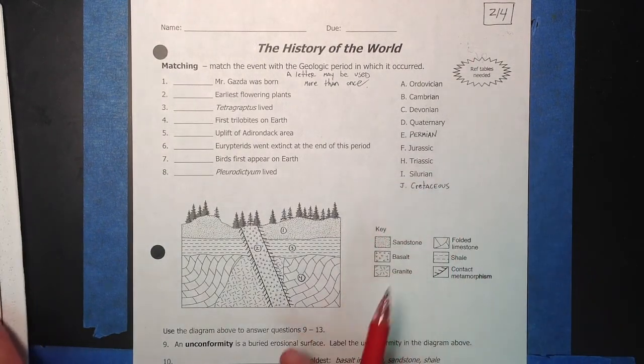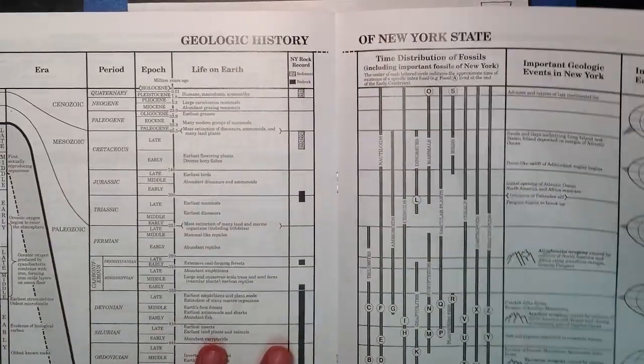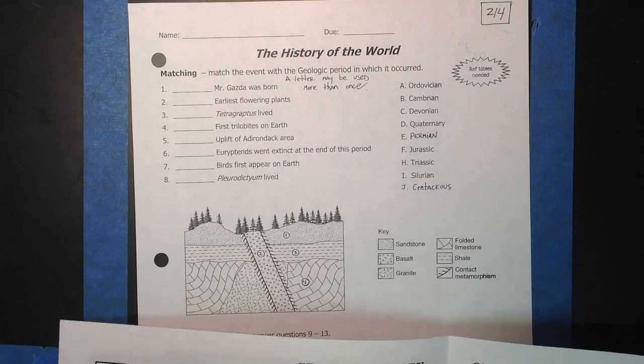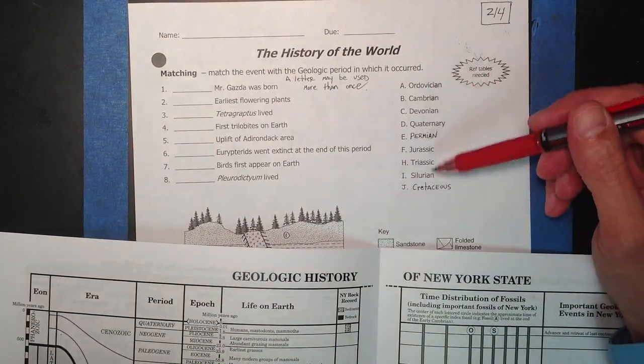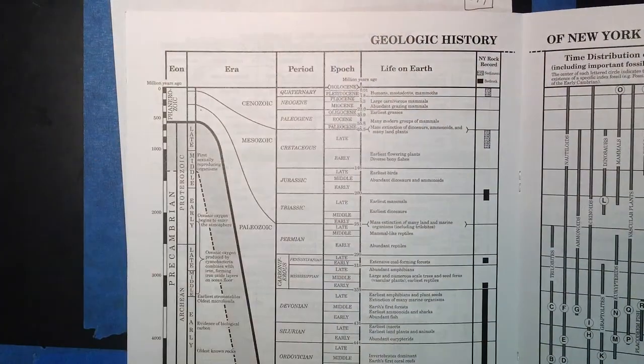Excuse me, here we go. History of the world, you need the centerfold of the reference table. Definitely need this right here. So here we go. Matching columns, these are all geologic periods. You'll find them right here.